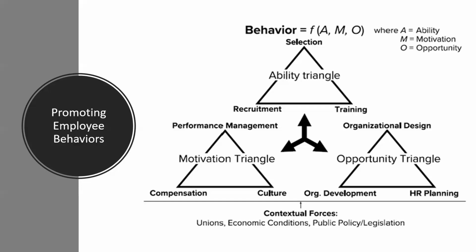Finally, we have the opportunity triangle where we can provide opportunities for employees to perform these behaviors. One of those is organizational development. So how do we actually develop our organization? How do we structure it as we're developing it? And then how do we change it over time? So this is where sometimes that new training and development or new knowledge that employees have can actually innovate processes, but also products and services within the organization.